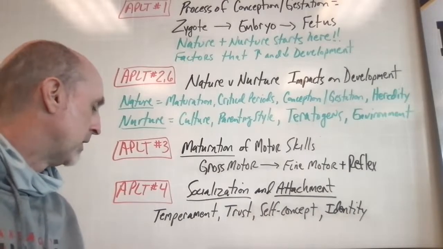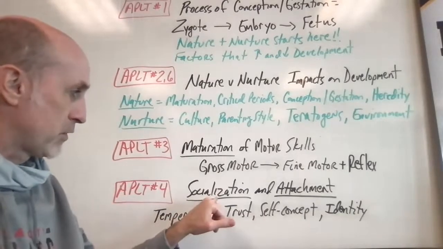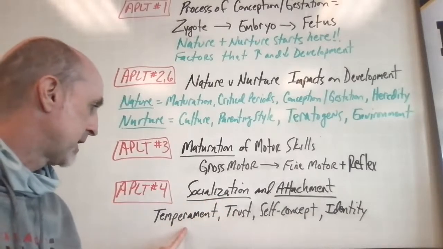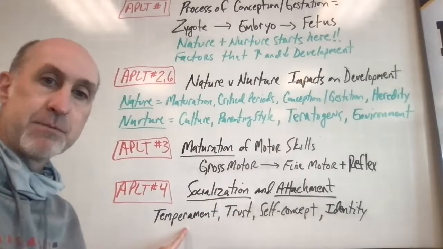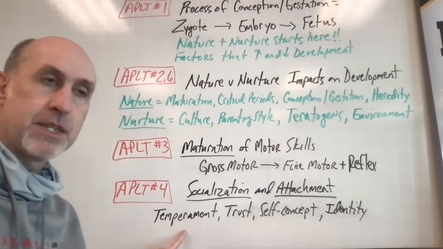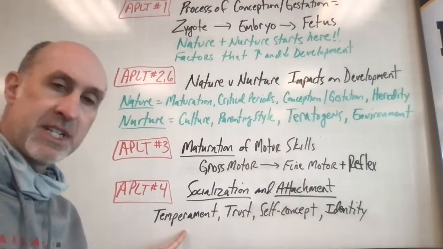So things that impact your socialization ability and your attachment ability are your temperament, which we believe is biological. So this is kind of a personality trait that's a core trait. You can see it in the infants at birth.